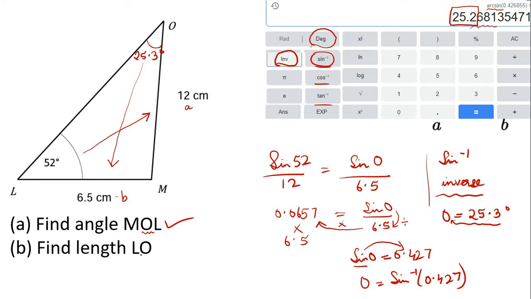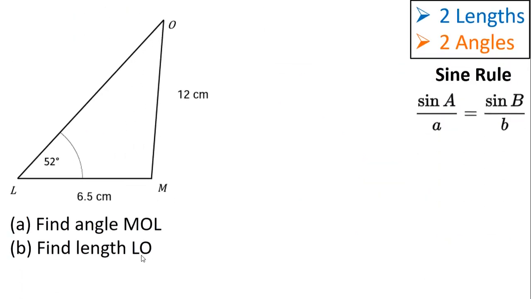Now part B says find the length LO. So let's get rid of all of that. Now since I know that my angle O was 25.3 and now they're asking find the length LO. So LO is this particular length that they're asking. Let me just name it as x. Now, if they're asking for the x, that is the length of LO, the angle that corresponds or is right opposite to my LO is this angle, that is the M. But as you can see, M is missing.